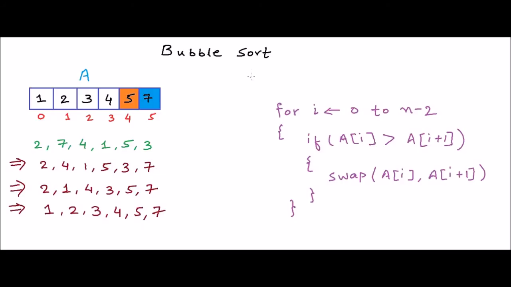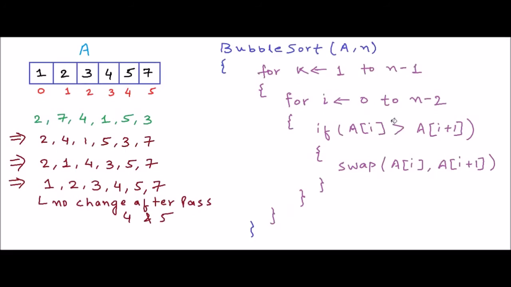In general, if we conduct n-1 such passes for an array of size n, we can say something like for k from 1 to n-1, or we could say for k from 0 to n-2. After n-1 passes, we are guaranteed to be sorted. So this is our pseudocode for the bubble sort algorithm. Given an array and the number of elements in the array, this function bubble sort will sort the elements in the array in increasing order.